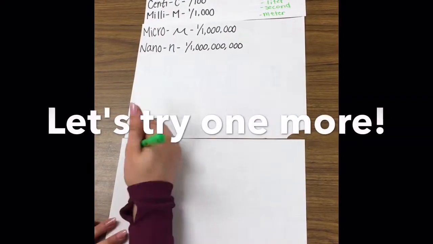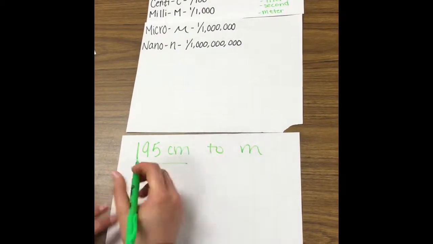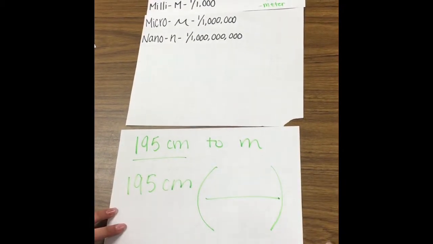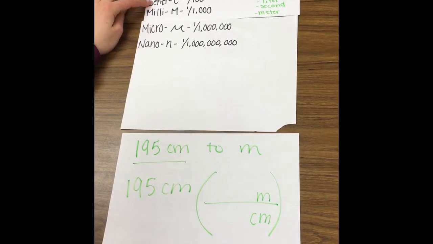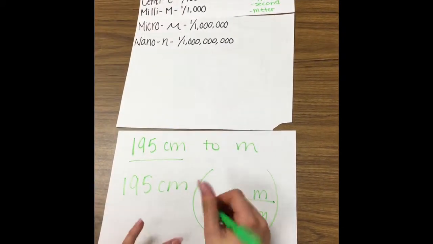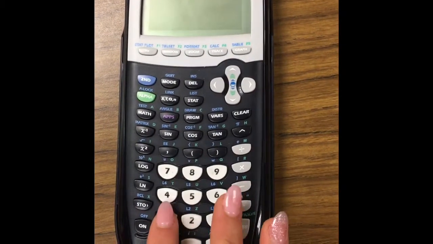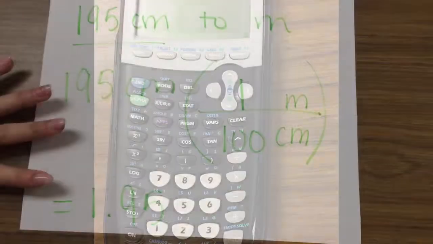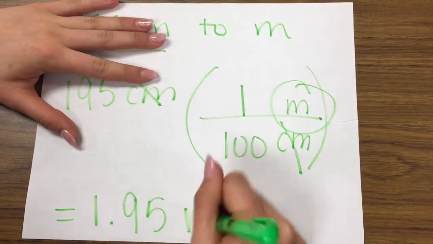Let's try one more example. Convert 195 centimeters to meters. Let's check our answer. We always start with the number we're given, 195 centimeters. Since we always want our units to cancel out, centimeters goes on the bottom and meters goes on top. Since centimeter is below the base unit line, its number goes on the bottom. Now to our calculator. You take 195 divided by 100, and you get 1.95. Our units cancel out, and you're left with meters, so your answer should be 1.95 meters.